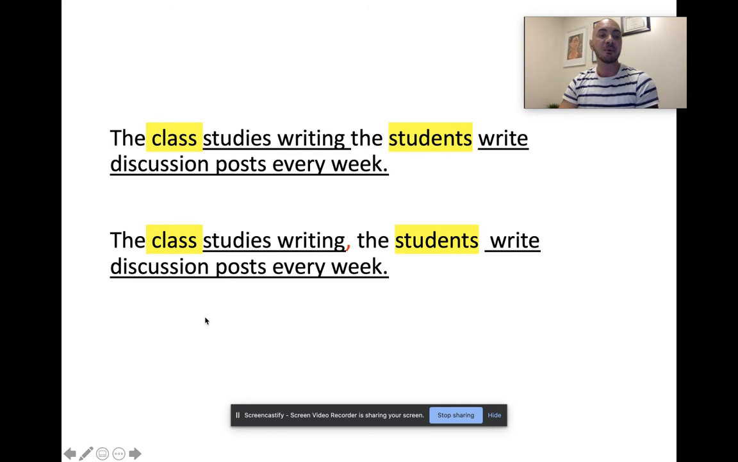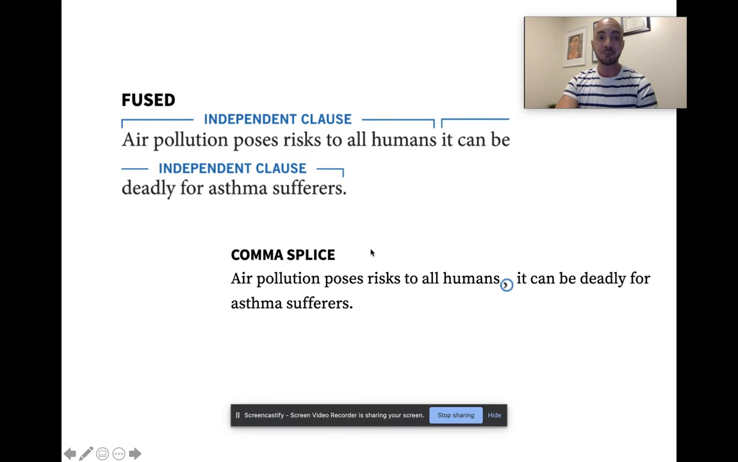In the second example, we have the same sentence. This time there is a comma following the first independent clause or simple sentence, and that is also incorrect. These are two different kinds of run-on sentences. The first one is what's called a fused sentence. The second one is what's called a comma splice. Let's take a look at another example.